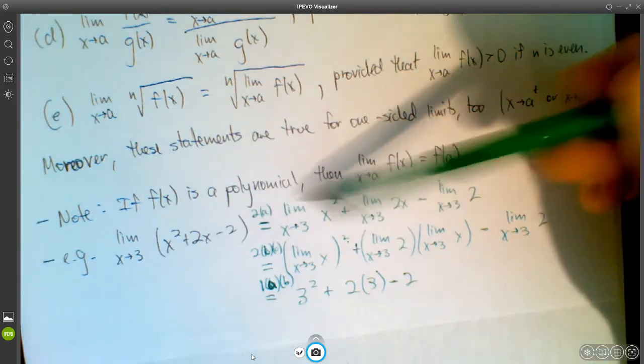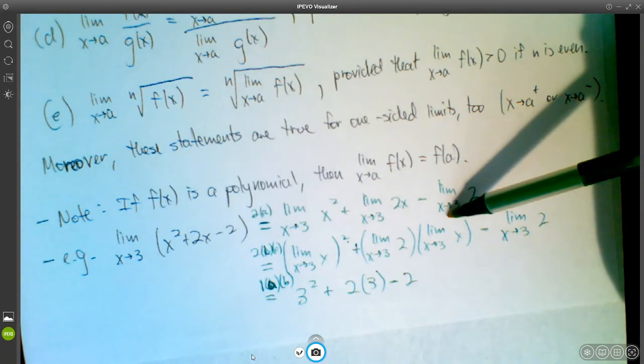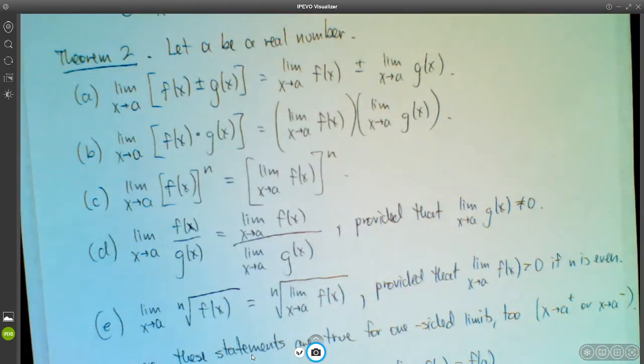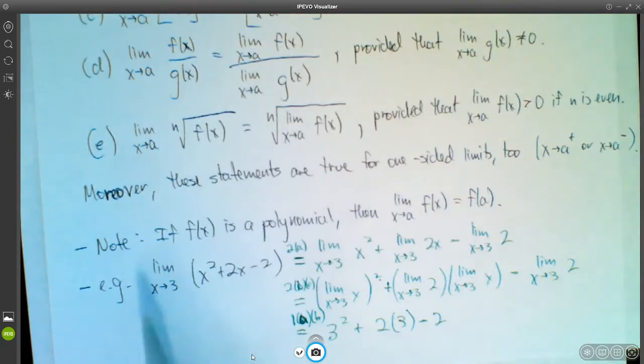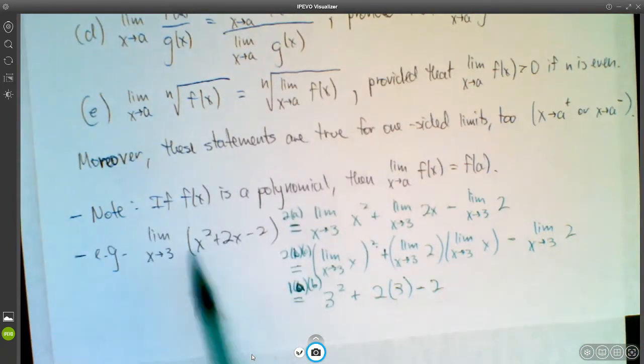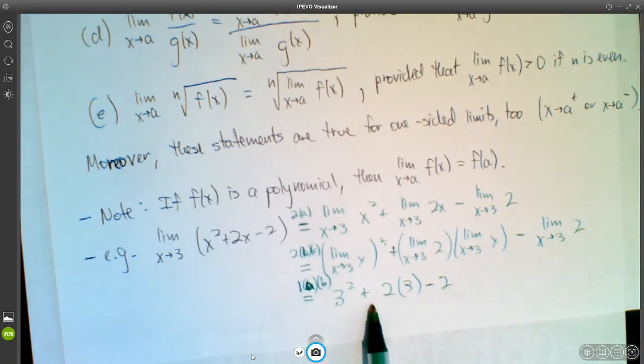So what I'm trying to say is you can cut out all these middle steps, because really, taken together, what all of this stuff is saying is that whenever you've got a polynomial, you can find its limit by just plugging in the input value, by just plugging in that number, right? And you can see that clearly here.